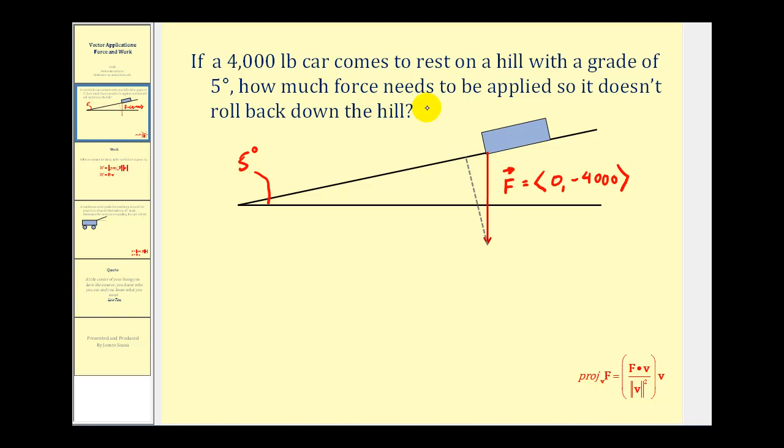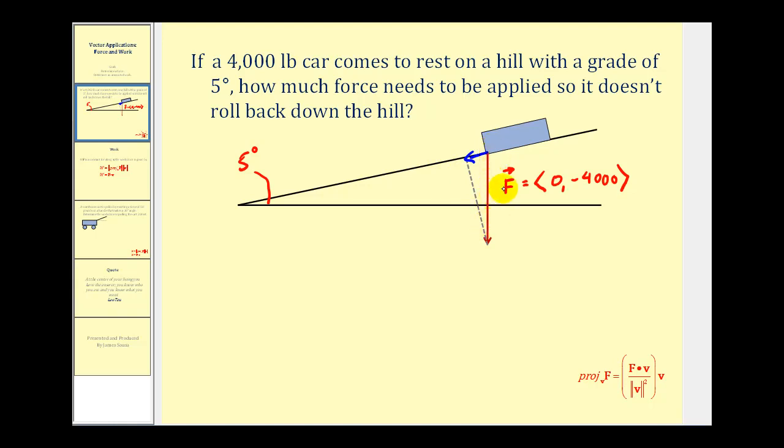So the amount of force needed to be applied so it doesn't roll back down the hill would have to be the force that counteracts this force here. Well, if we project the force vector onto the ramp, that would give us the amount of force that's pushing it down the ramp, and therefore the amount of force we need in order to stop it from rolling backwards.